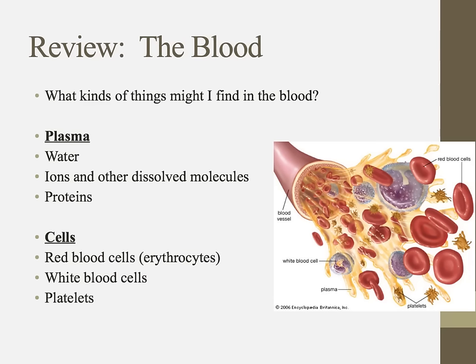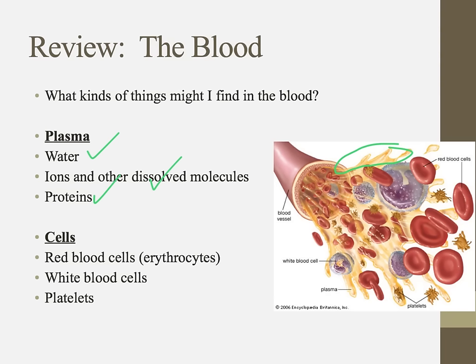Now, before we start talking about what happens if a pathogen does make it past those primary defenses, let's talk about the blood, because the blood is probably going to be where they end up. So we need to figure out what kind of stuff I'm going to find in the blood. First I'm going to find this fluid, water-based substance called the plasma. In the plasma, I'm going to have a bunch of things, mostly water, dissolved stuff, including proteins.